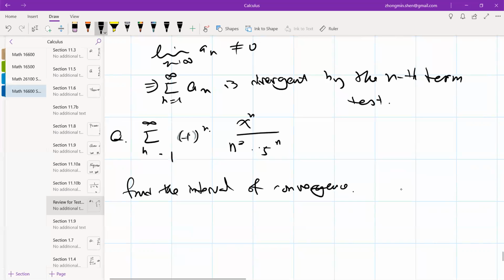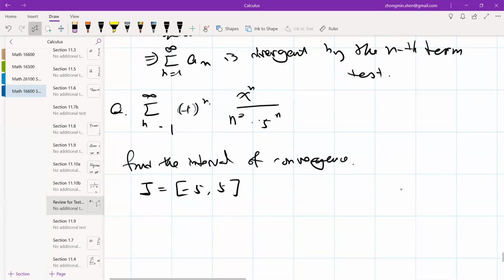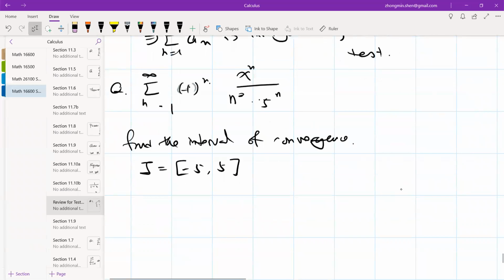So my answer is, including the endpoints, both endpoints, the function is absolutely convergent. And outside the interval, it's not. So this defines a nice function on the interval.